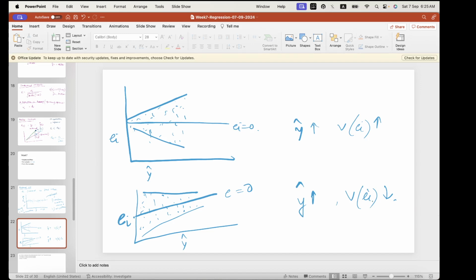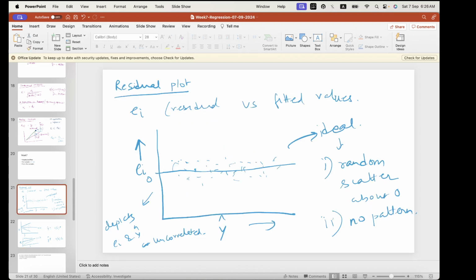Okay, so ideally we would want something which has no scatter and no pattern with respect to the fitted values. As I was saying, ideally we want something like this, where all the points fall within this rectangular region, which should be an acceptable limit. So if something like this happens, then we can say that the model doesn't have any obvious defects.